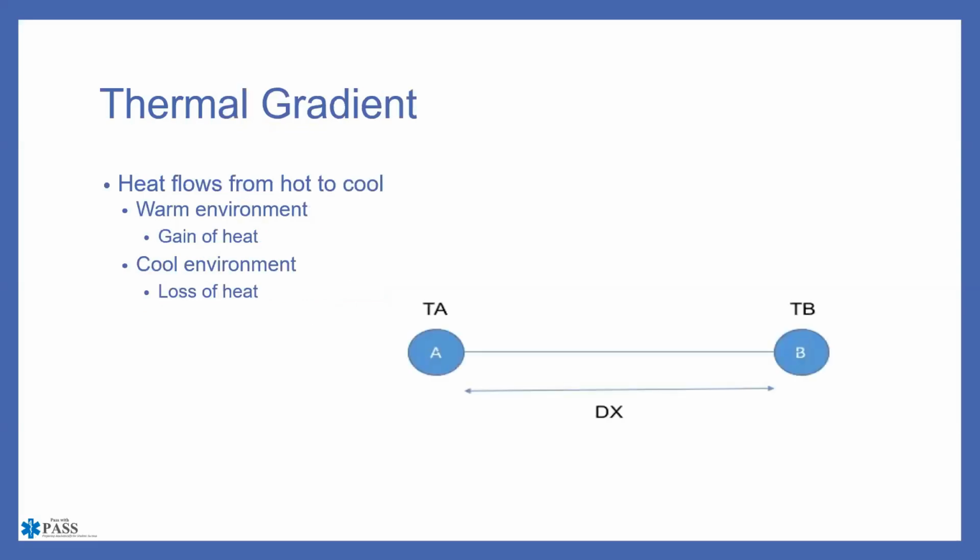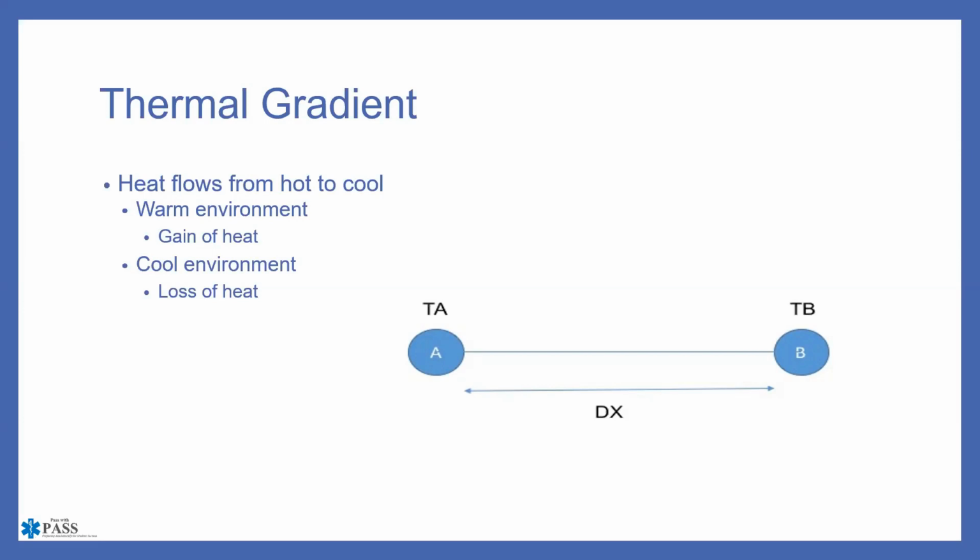Thermal gradient. Basically, the definition of thermal gradient is the distance between point A and point B and how much heat loss you have or how much heat gain you get. So heat flows from hot to cool all the time, okay? And this is an important concept. Heat will always go from hot to cool. So if you are in a warm environment, heat is going to go from the outside to you, right?